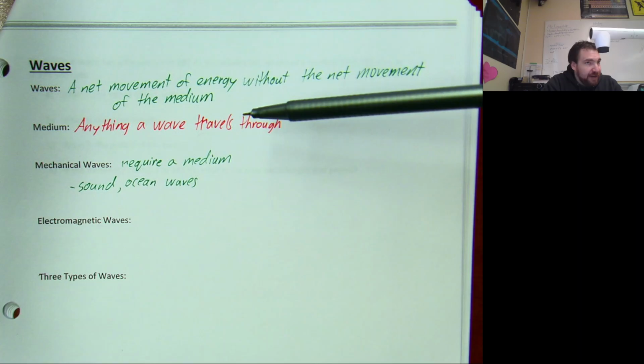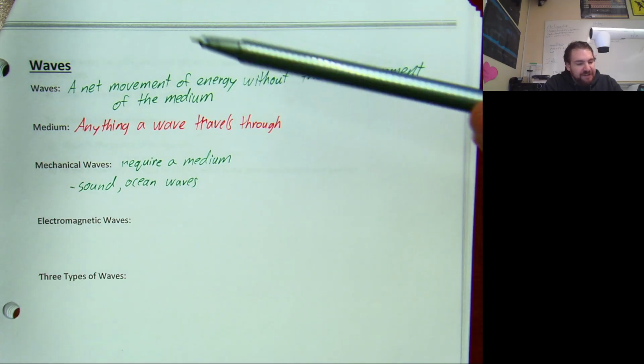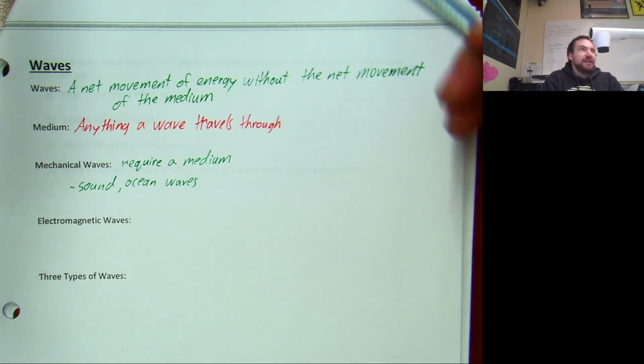Okay, so we are in the middle of a discussion on waves. Waves, I've defined for you guys. When you picture a wave, you're probably picturing it wrong. How we define a wave in physics is a net movement of energy without the net movement of a medium. And you're like, what does that actually mean?